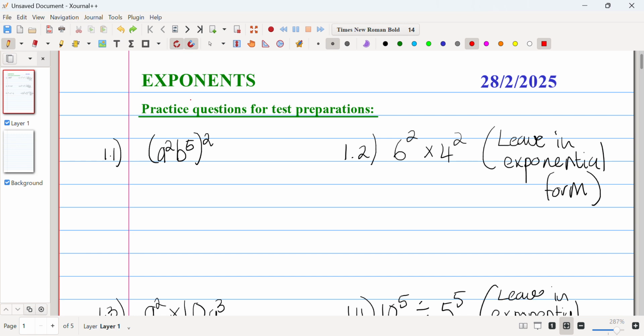But without further ado, here is a topic on exponents. What we're doing today is looking at some practice questions for our test preparations. So why don't we jump right in? I'm going to use the color blue.